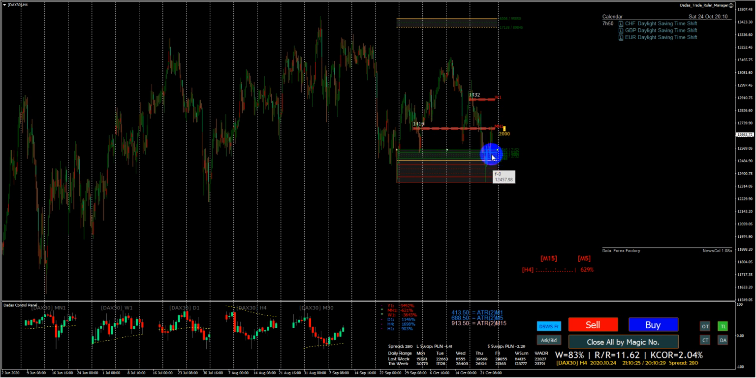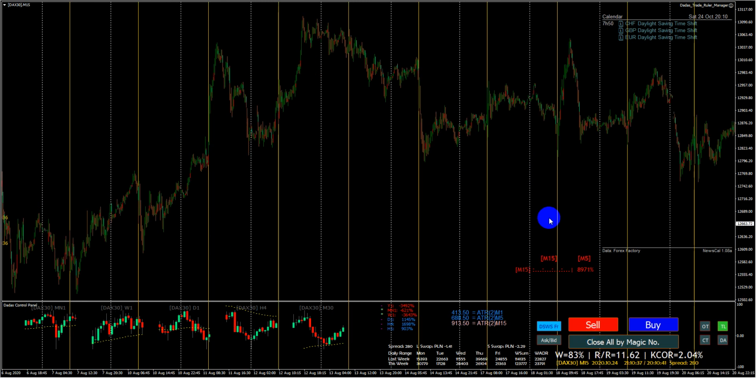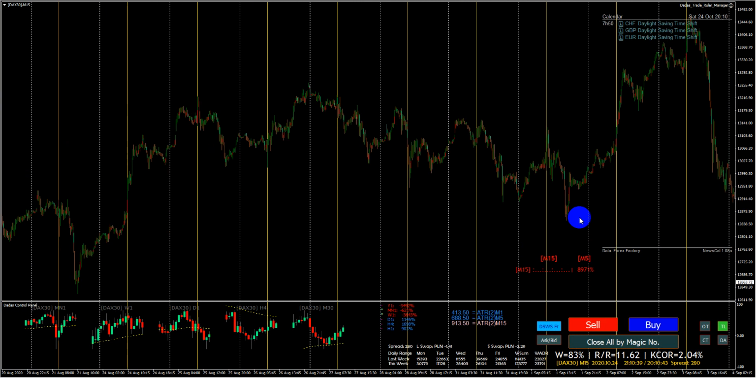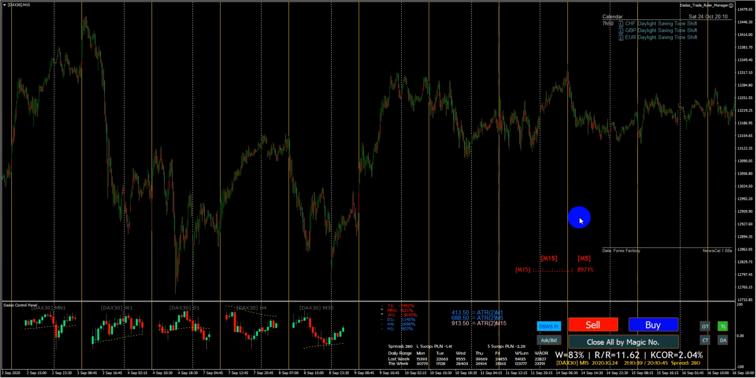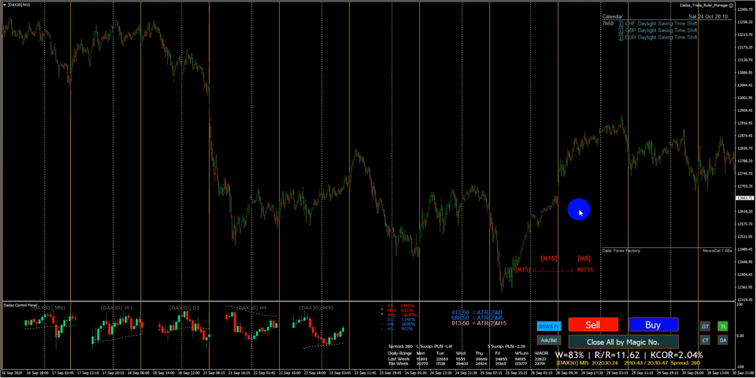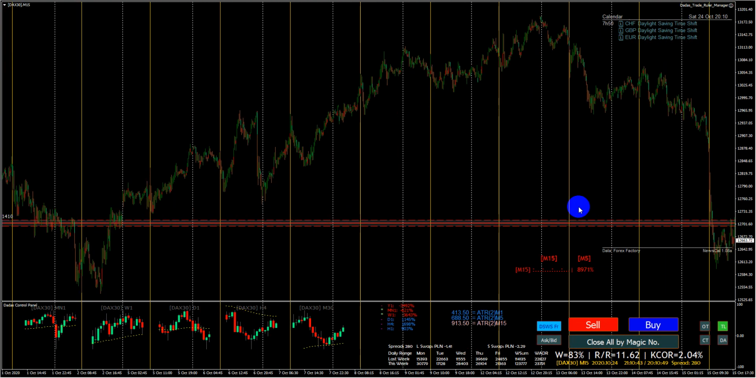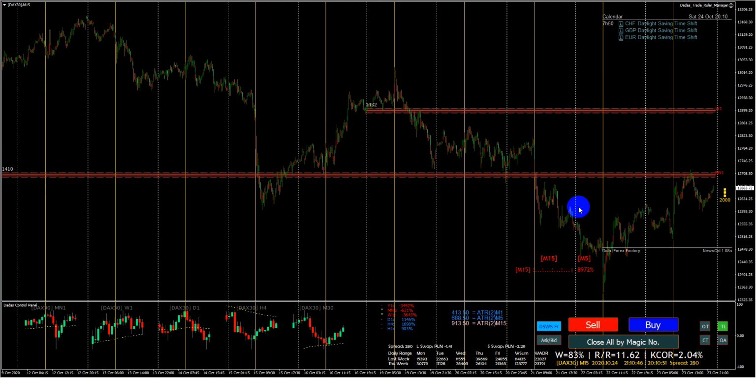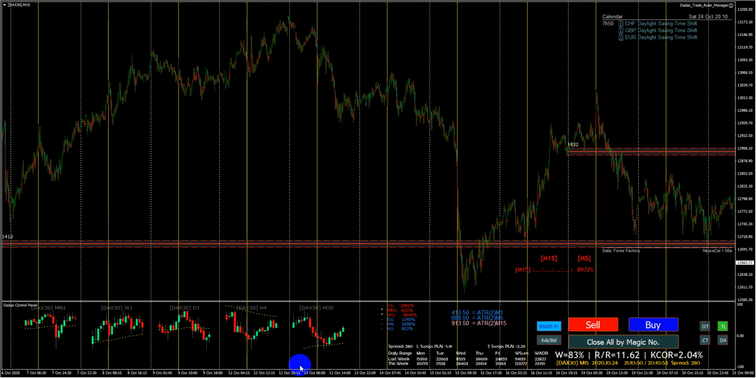So we could have been looking for support right here, and then when the price broke this support, we had this next support over here. Anyways, let's go back to the M15. Let's scroll back to the beginning. That's the monthly, this is the weekly. And let's zoom in a bit.